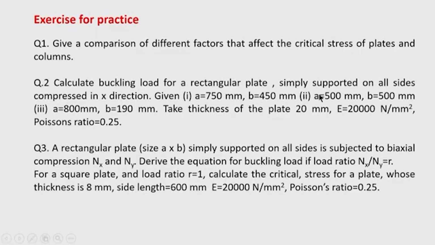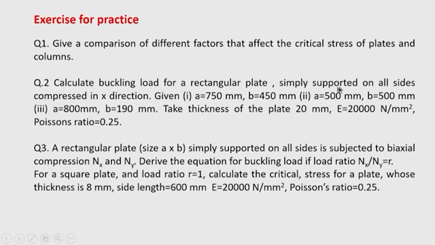A is 750 mm, B is 450 mm in one case. In the second case, A is 500 mm, B is 500 mm. In the third case, A is 800 mm, B is 190 mm. One thing we can see is that in the second case, A is 500 mm, B is 500 mm, so the A by B ratio is 1, that means the aspect ratio is 1. For any integer aspect ratio, we have found that the critical stress coefficient is 4.